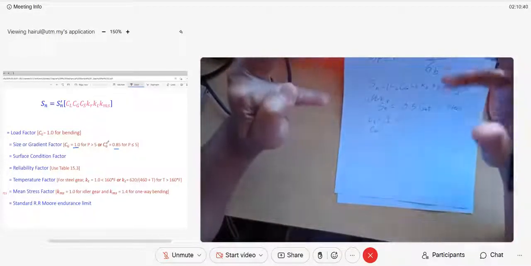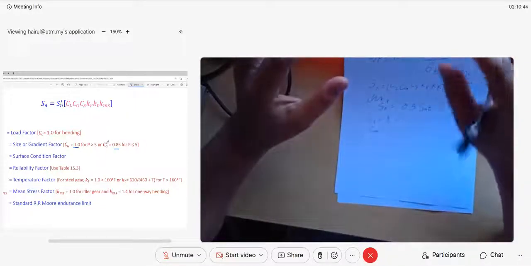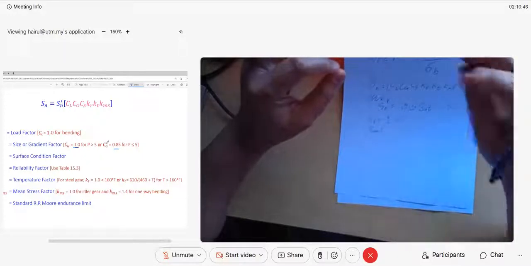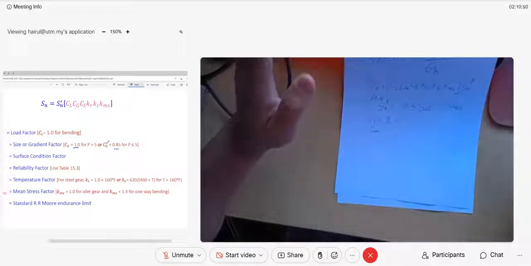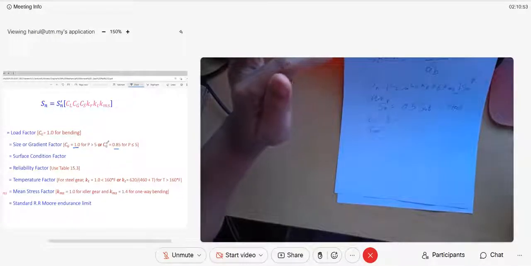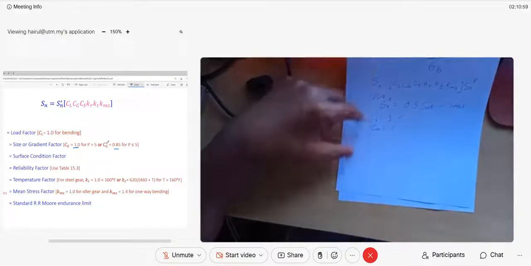P is N over D per inch. If your P is given as greater than 5 per inch, your CG is 1. If less than 5, CG is 0.85. So CG is either 1 or 0.85. Be careful about your diametrical pitch here.